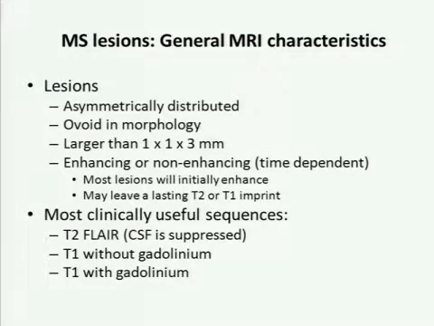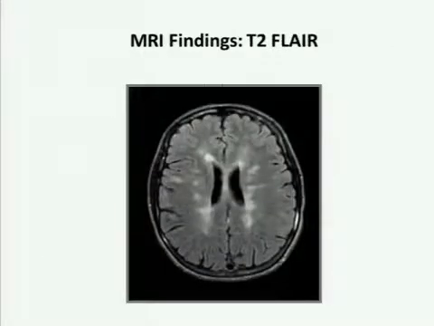imprint on the brain. The most clinically useful sequences in MS are the T2 FLAIR sequence where CSF is suppressed, T1 without gad, and T1 with gadolinium. So looking at a couple of scans here. As you can see, this is an axial view. There are a number of ovoid lesions near the ventricles. Some of them appear to be extending radially away from the ventricles, likely reflecting perivenular spaces that are inflamed.